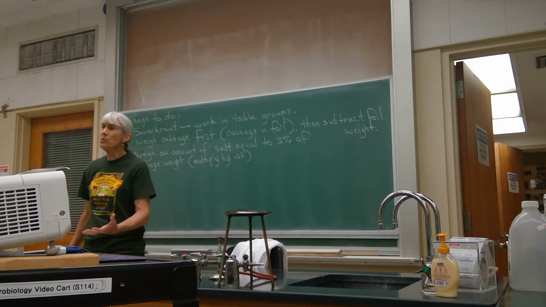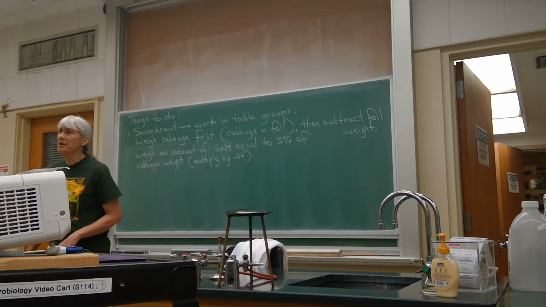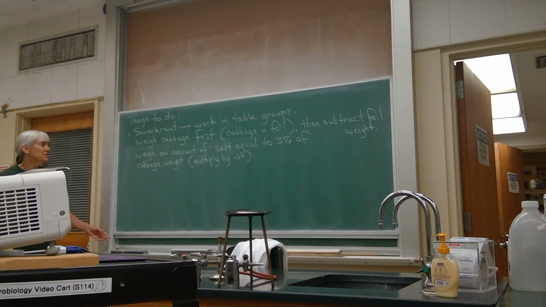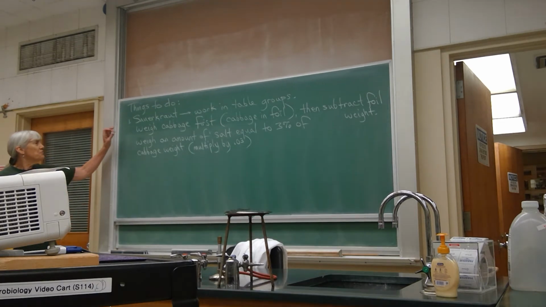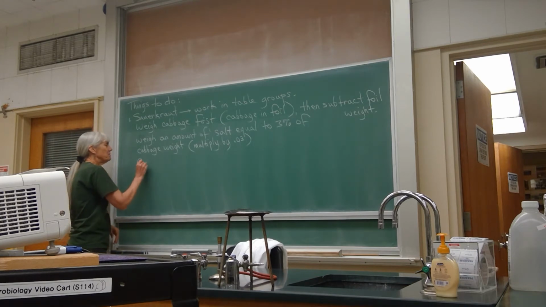Okay, so to do that, you weigh out your cabbage, then you're going to multiply the cabbage weight by 0.03. That'll give you the amount of salt that you're going to use. So you weighed the cabbage, you weighed out the salt, then you're going to chop the cabbage up.